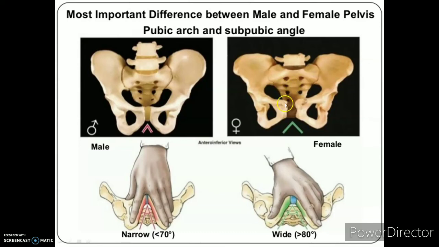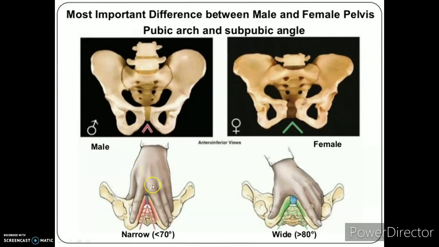Now coming to the point, pubic arch and subpubic angle. Have you seen this curve-like structure? This is known as the pubic arch. That means these two hip bones join in this symphysis pubis area and form this curve-like structure. This is known as the pubic arch. And whatever angle they make is known as the subpubic angle.